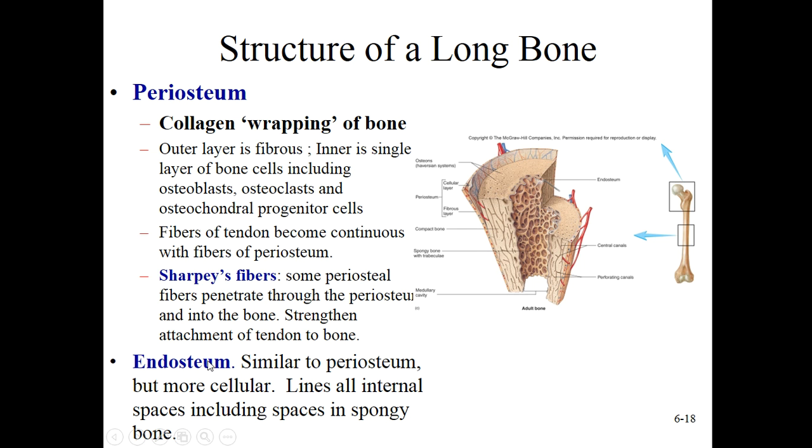The endosteum, by the way, is similar to the periosteum, and it lines all of the internal cavities, including the central canals of all of these osteons and all of the medullary space and space between the trabeculae.